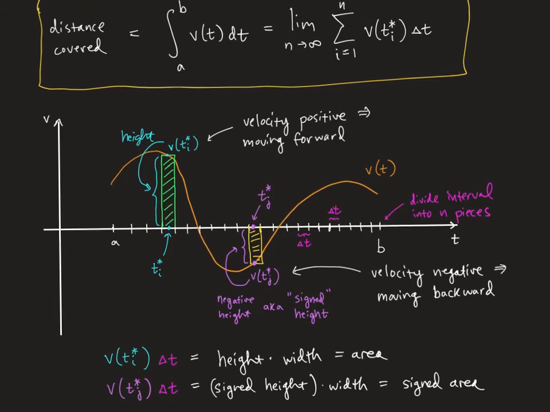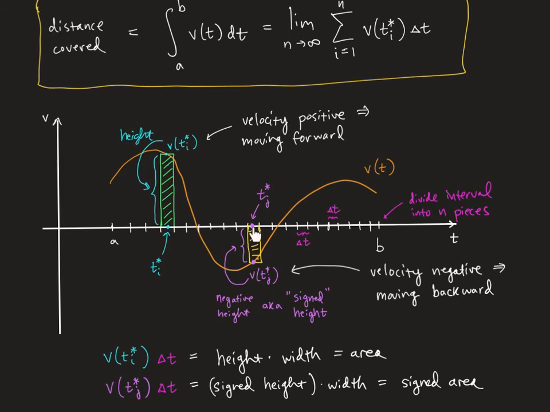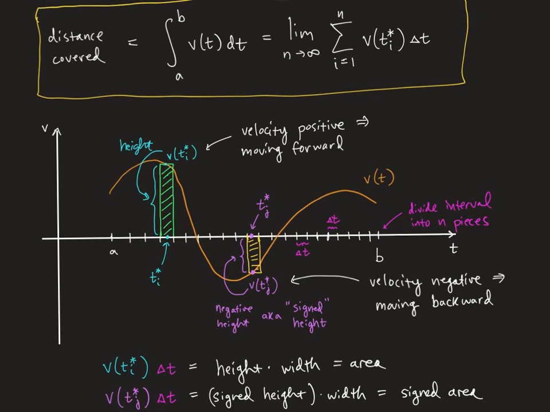Now we also have parts of the velocity curve that are under the t-axis.